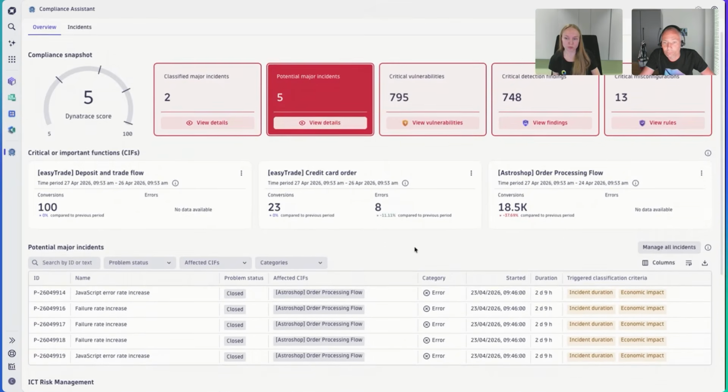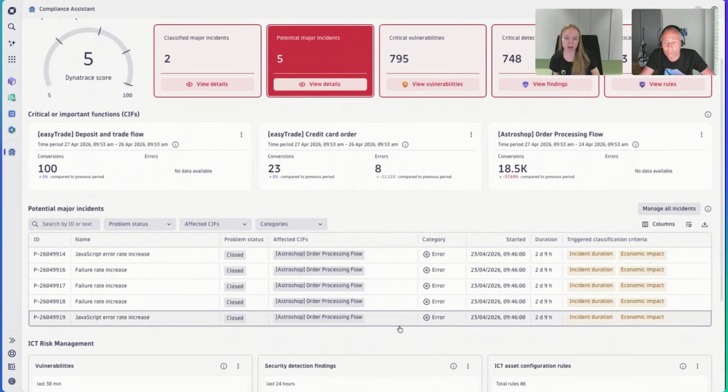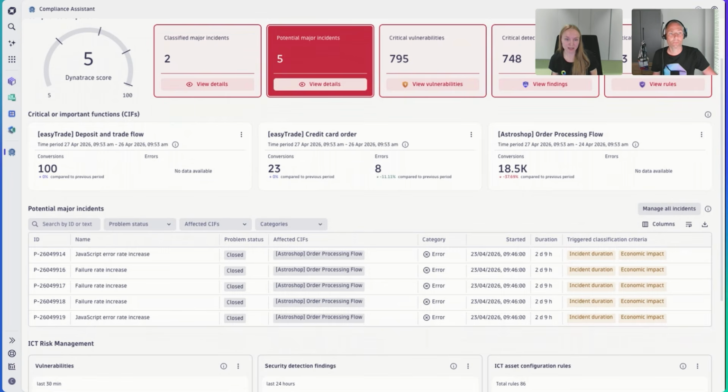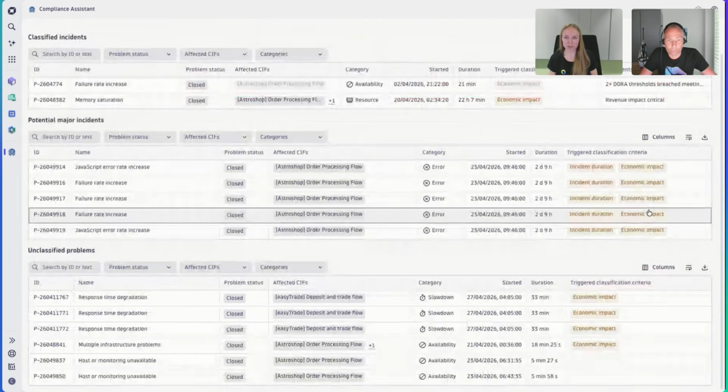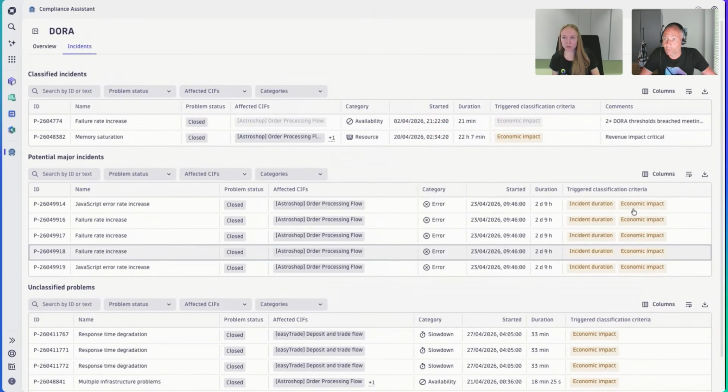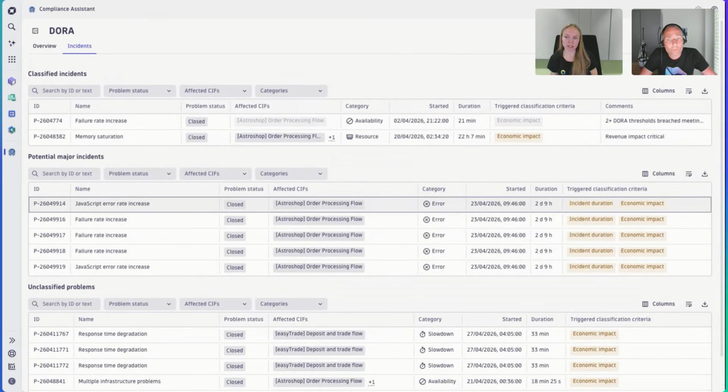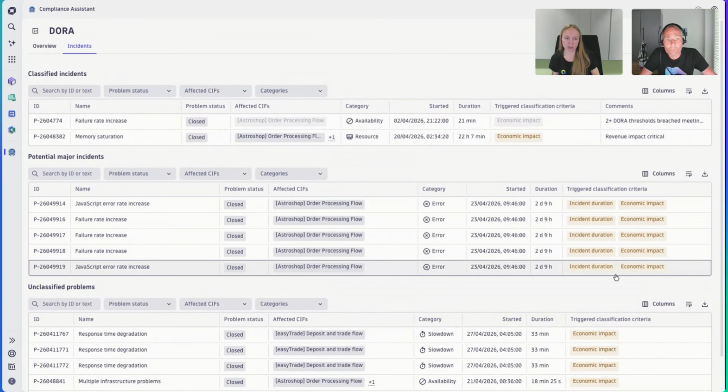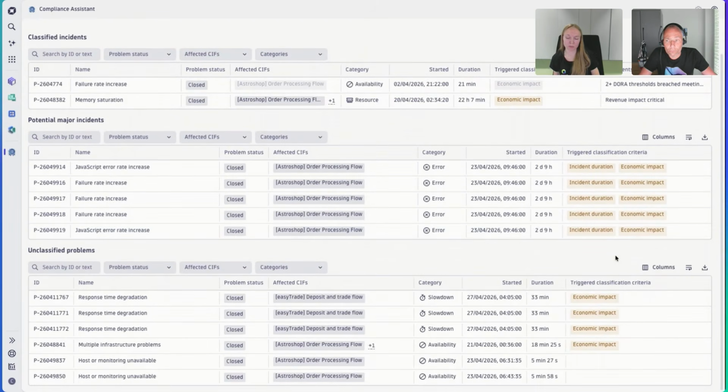So already from the overview page, you can see that we have some potential major incidents. This is very important for a user looking at the app, as these are incidents that we are flagging automatically as high risk from a DORA perspective. But of course, it requires various teams to coordinate and manage those. So let's go into manage all incidents. In this part of the app, there are 3 tables, and what we're surfacing here are, first of all, what we call unclassified problems.